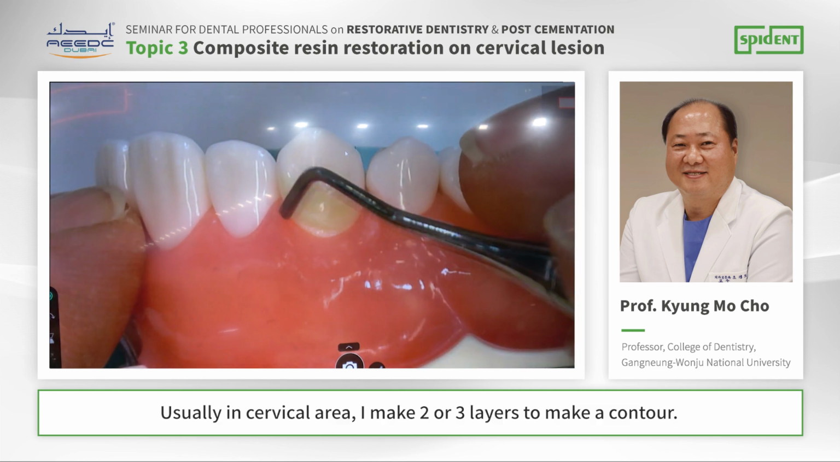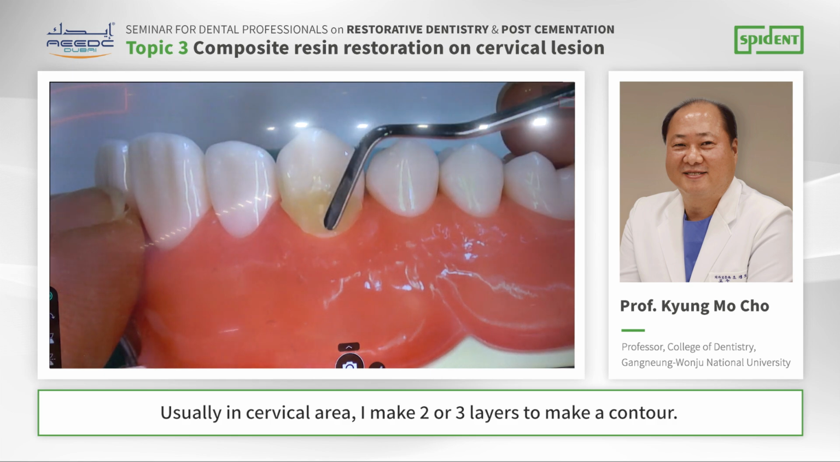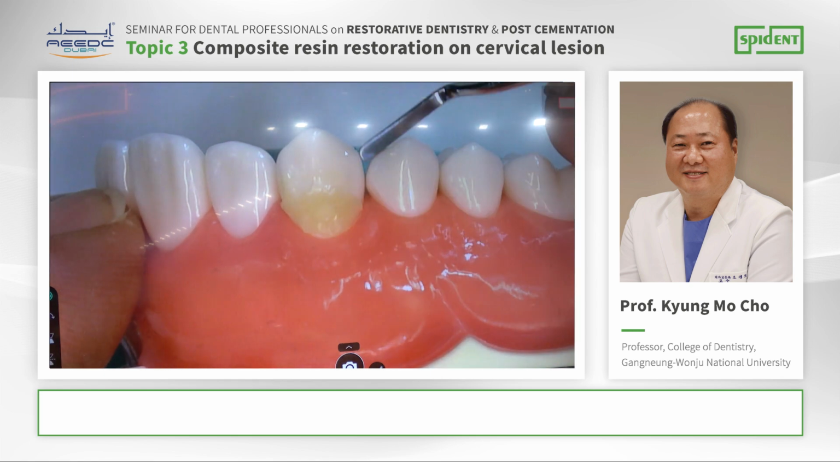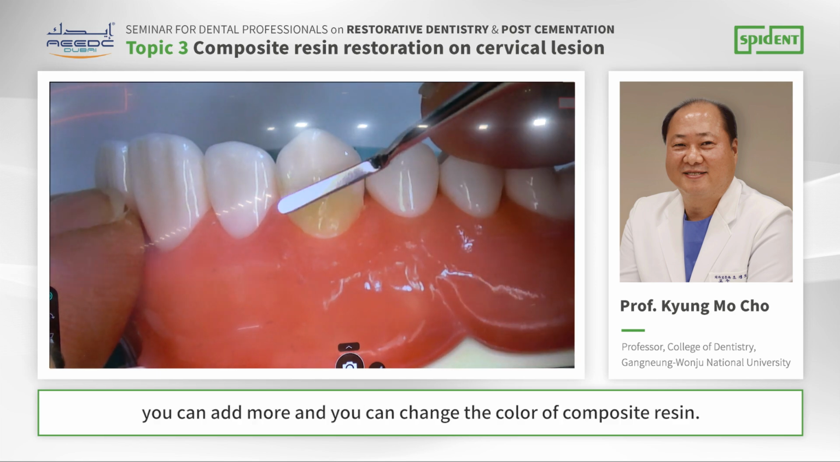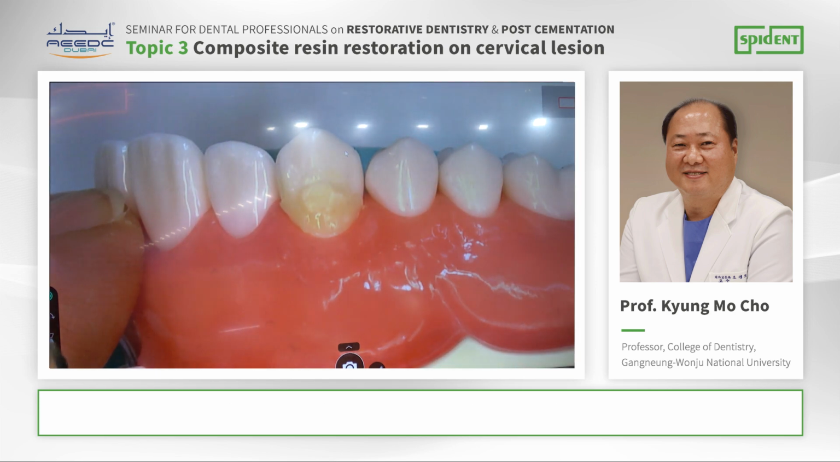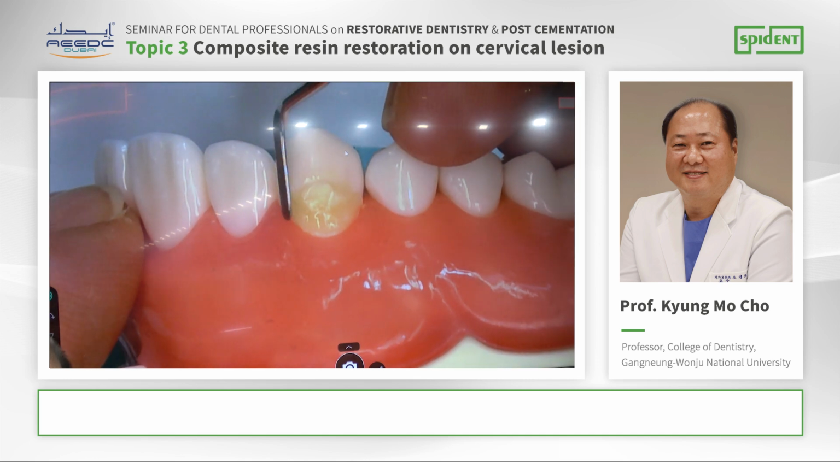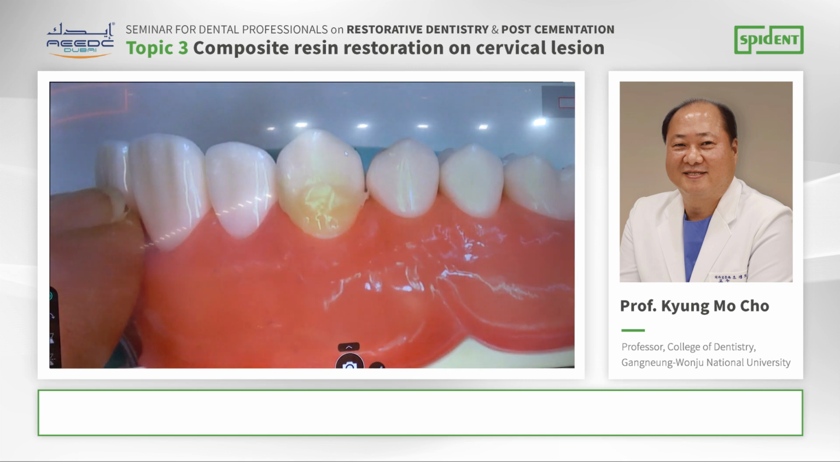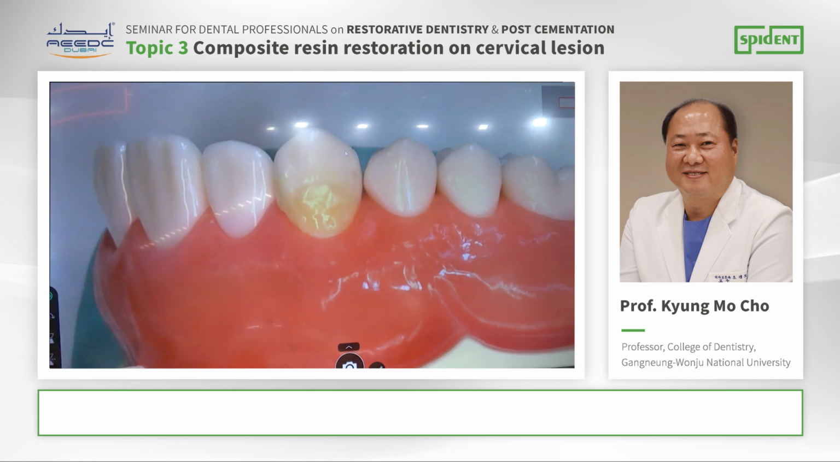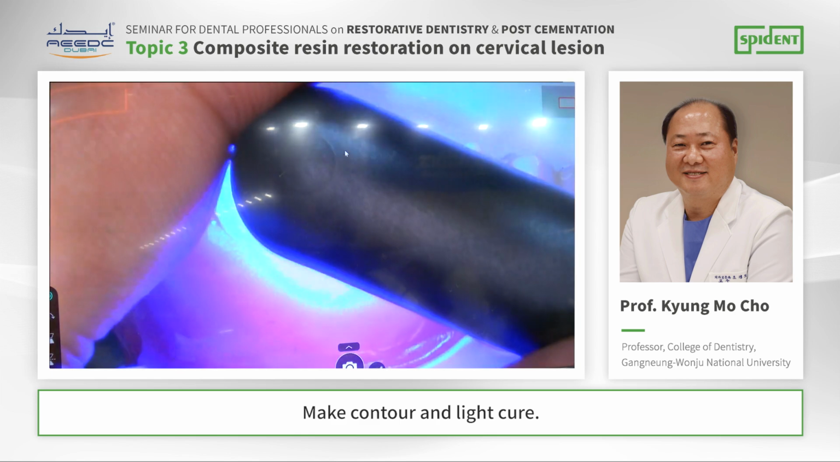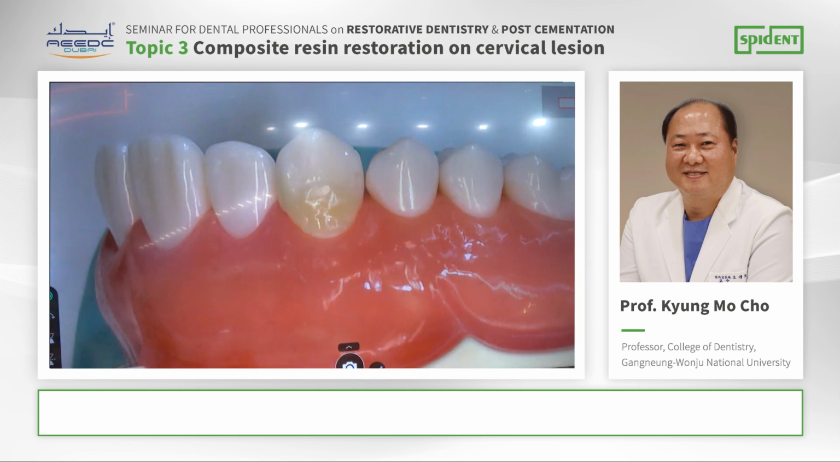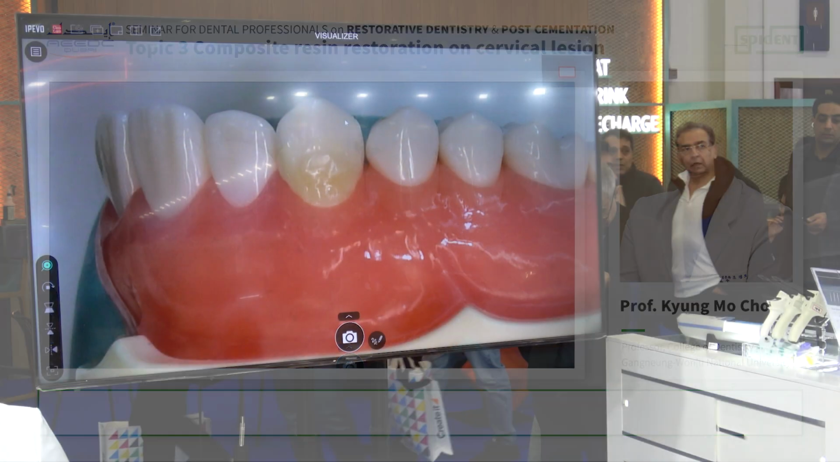Usually in the cervical area, I add 2 or 3 layers to make a contour. If the lesion is larger, you can add more and change the colors of composite resin. Make a contour right here. And then after you make a contour, you can polish and do final polish and make a shine and remove the retraction cord.